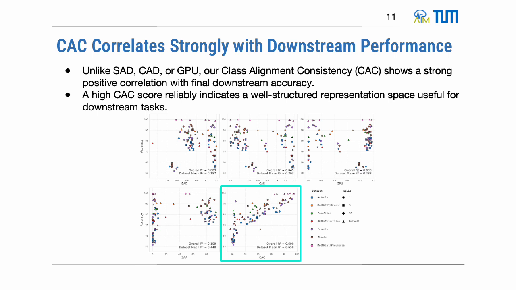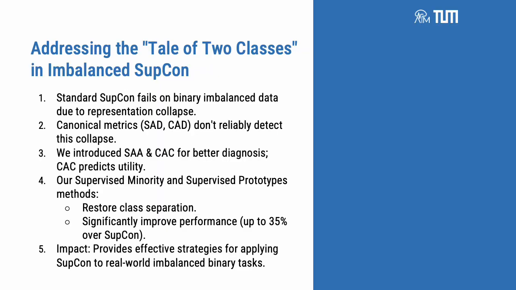And so you can see here with CAC, we have an overall R-squared value of about 0.69, whereas other than that, in the canonical metrics in the top row, the highest overall R-squared value was 0.045. And so this is definitely a really good metric to use if you're interested in understanding how well your latent space is formed for the classes that you're interested in.